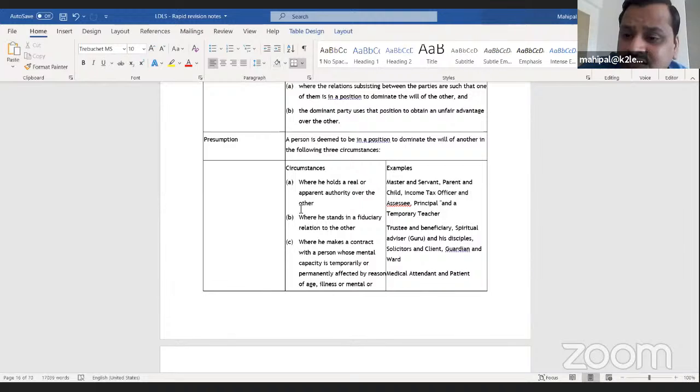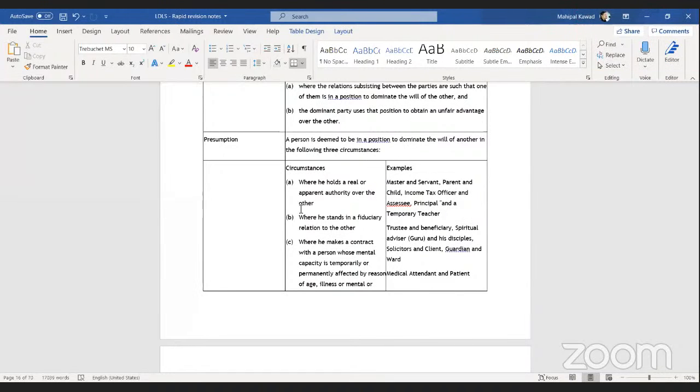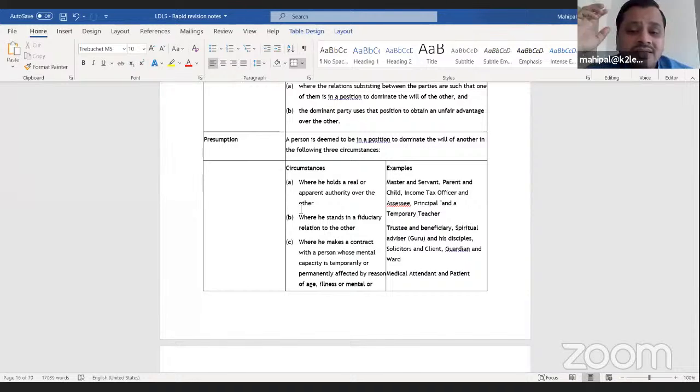Near and dear. So does fiduciary relationship give the same meaning as a near and dear relationship? No. Near and dear generally means blood relationship. Fiduciary relationship is one of trust and confidence. Teacher and student is a fiduciary relationship, but not a near and dear relationship. Clear? Number three, where one of the person's mental capacity is affected by old age, illness, or sickness. These are the three things under which undue influence can be presumed. Clear?